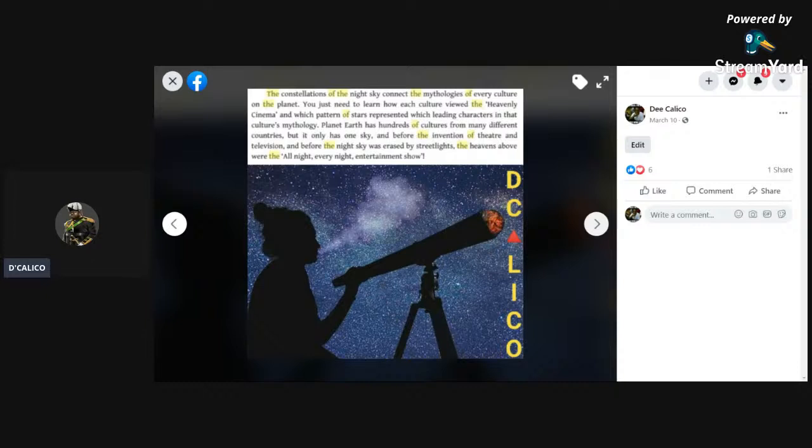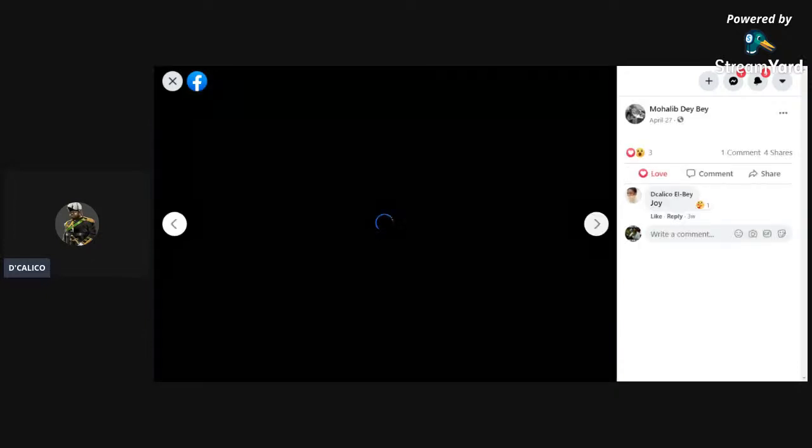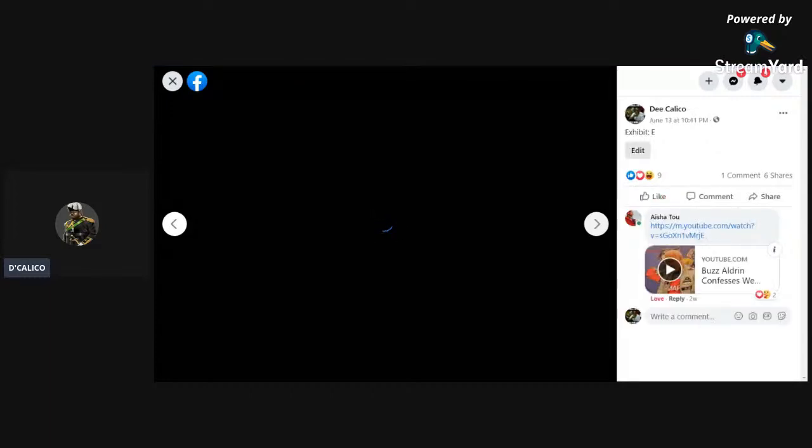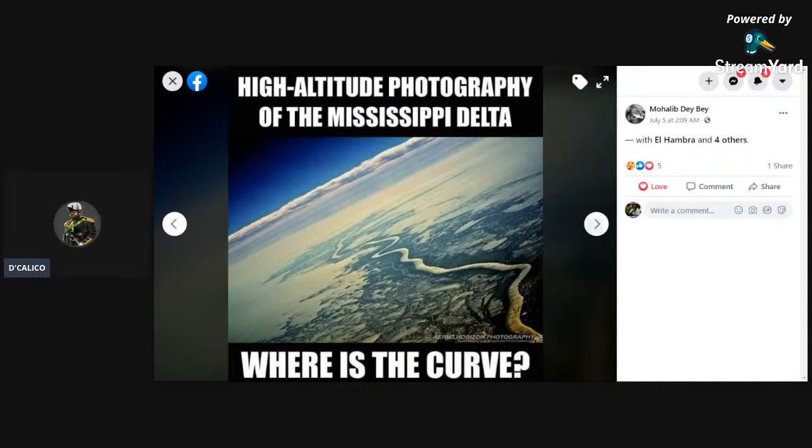Let's take it back. High altitude photography of the Mississippi Delta. Where is the curve, people? How can you see the whole Mississippi Delta? How can you see the whole Mississippi in one image and the earth be round?